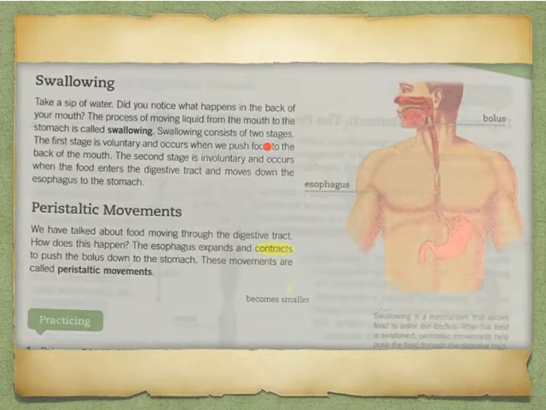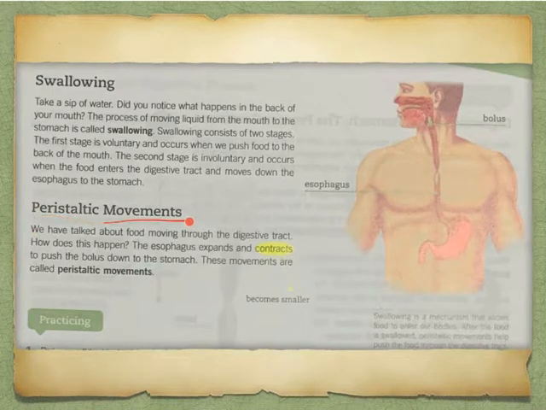Swallowing consists of two stages. The first stage is voluntary and occurs when we push food to the back of the mouth. The second stage is involuntary and occurs when the food enters the digestive tract and moves down the esophagus to the stomach.